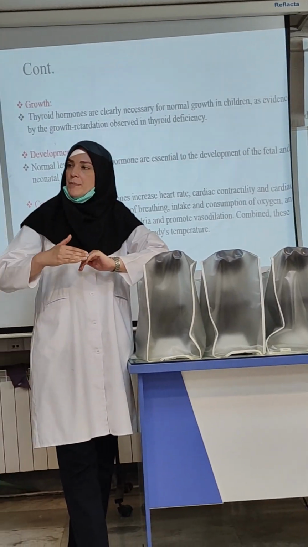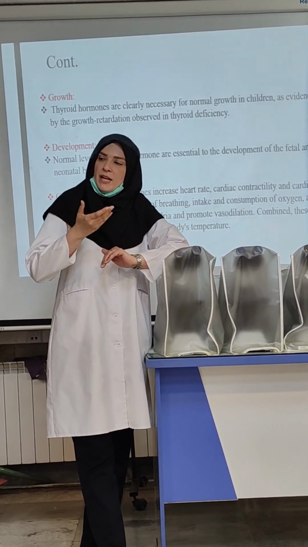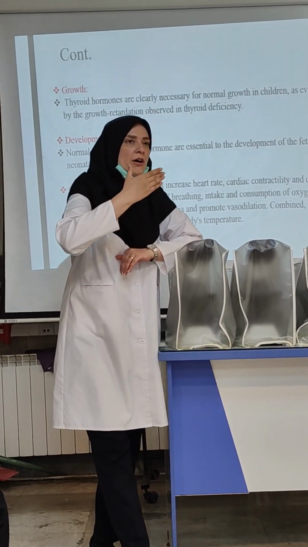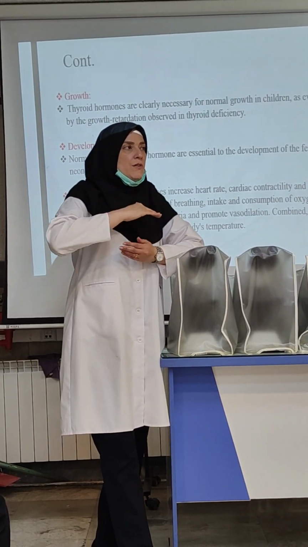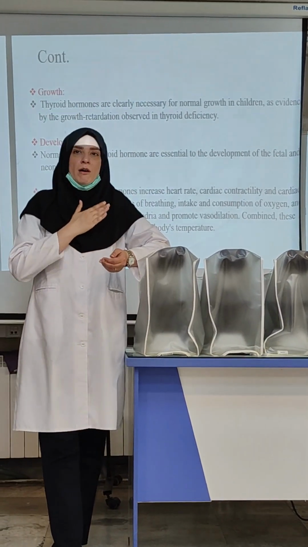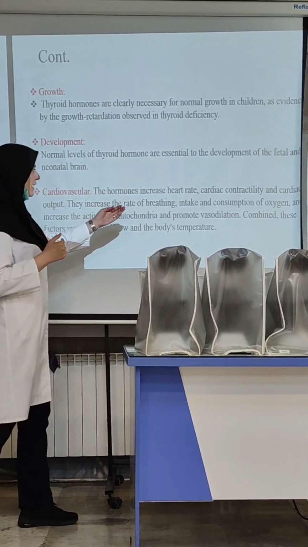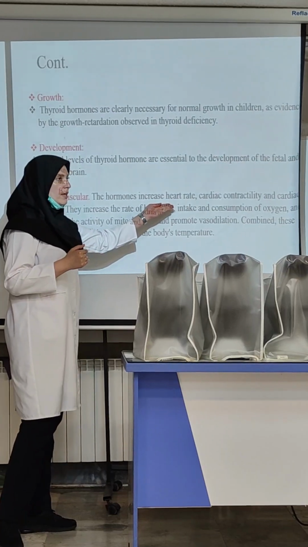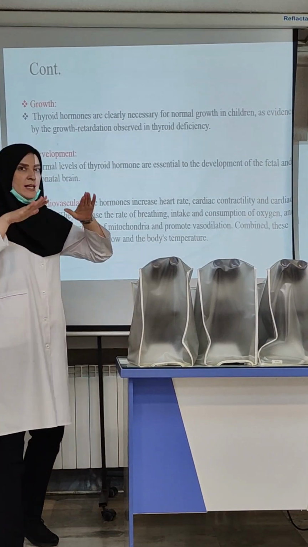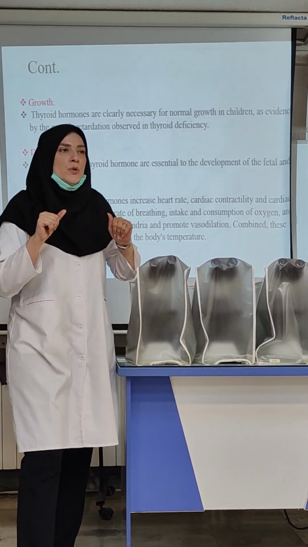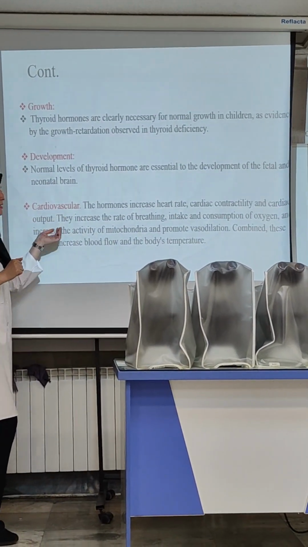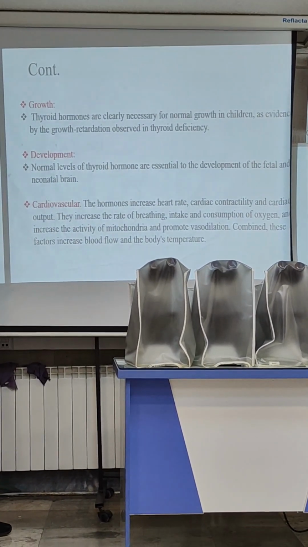In case of hyperthyroidism, your patient's thyroid gland produces a large amount of thyroid hormone. When you have a large concentration of thyroid hormone, you have tachycardia. Tachycardia is actually an increase in the heart rate. And for example, if your patient has hypothyroidism, it means that you have a low concentration, so your patient has bradycardia.